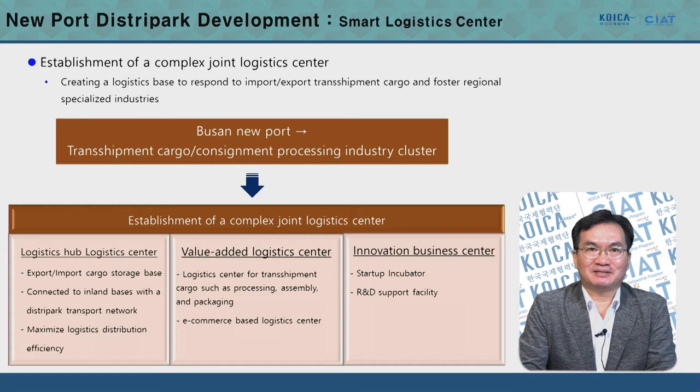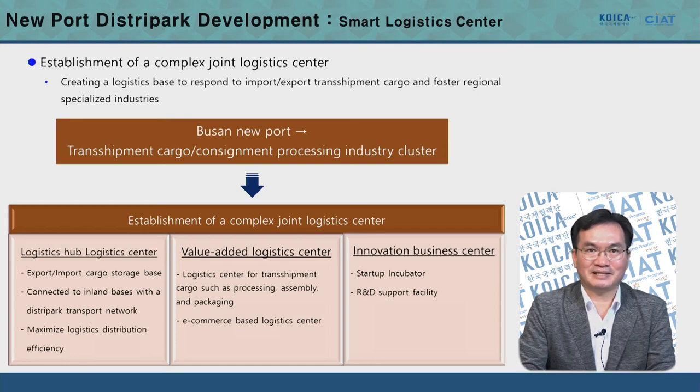This is a smart logistics center in Busan Free Trade Zone, which will be organized by BPA. It is an establishment of a complex joint logistics center, creating a logistics base to respond to import, export, transshipment cargo, and postal regional specialized industry. It is to make Busan Newport into a transshipment cargo consignment processing industry cluster.